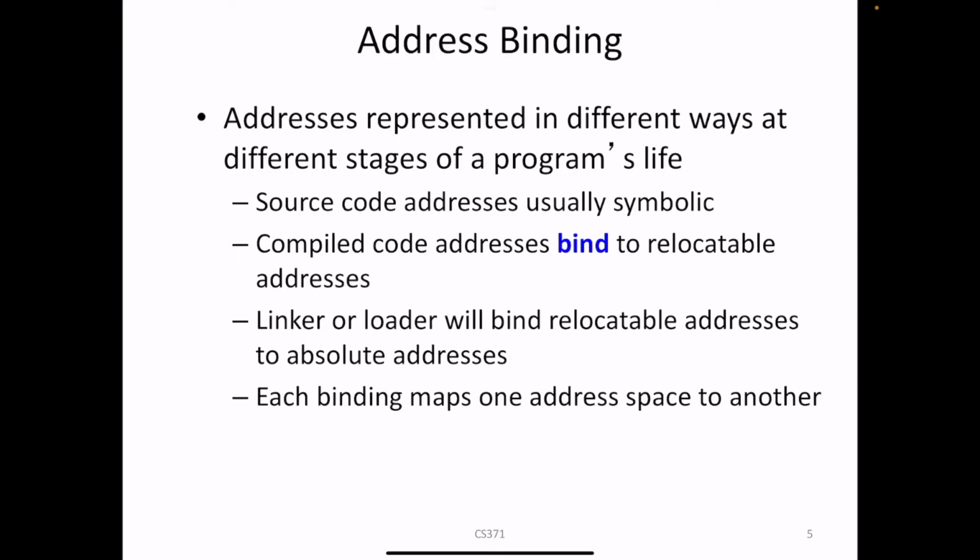When the compiled code is linked or loaded onto the main memory, the linker or loader will bind the relocatable addresses to absolute addresses. In other words, we call them physical addresses. Let's still use the previous example. When the loader or the linker knows the relocatable addresses of the module, it will add the relocatable address of each instruction to the relocation register to get the absolute address in the main memory. For this whole process, each binding maps one address space to another.